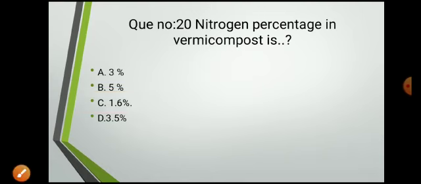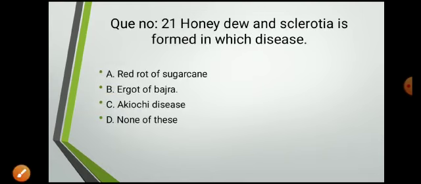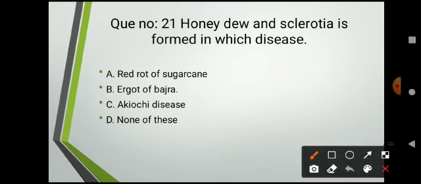Next question, question number 21. Honeydew and sclerotia, it is formed in which disease? And the options are red rot of sugarcane, ergot of bajra, Akiochi disease, and none of these. And the correct option is option B. In ergot of bajra, honeydew and sclerotia are formed in this disease.